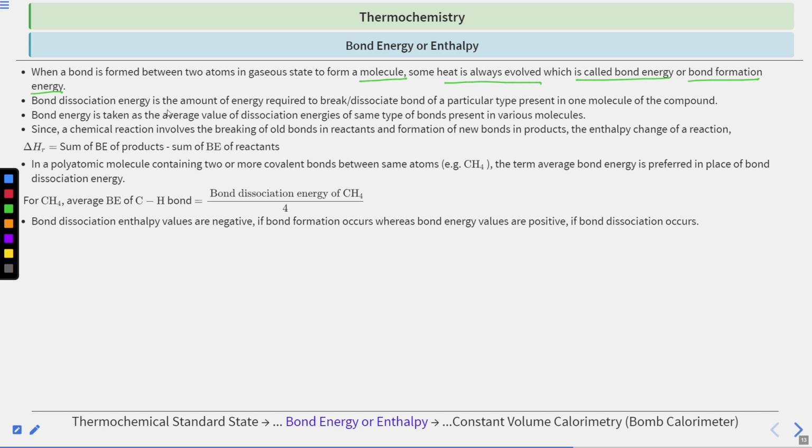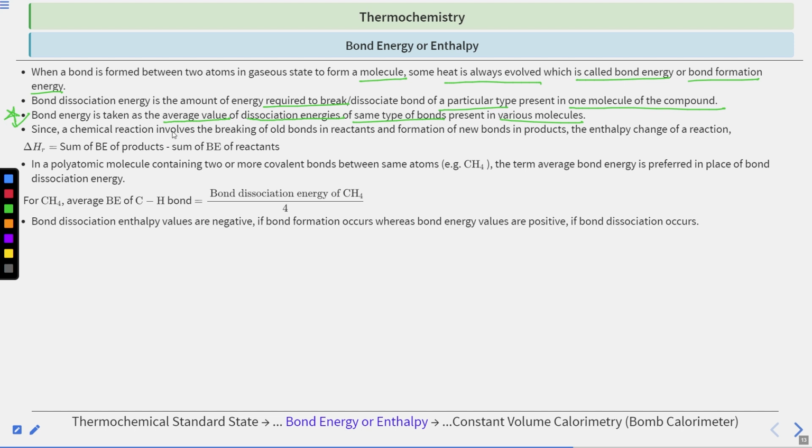Bond dissociation energy is the amount of energy required to break that bond which just formed. So bond dissociation energy is the amount of energy required to break or dissociate the bond of a particular type present in one molecule of the compound. Bond energy is taken as the average value of dissociation energies of the same type of bonds present in various molecules. This is a point to remember.